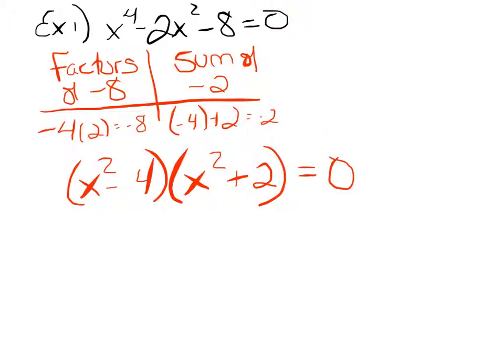I do want to point something out before I continue with the solving process. This is not in its most factored form. I could factor this piece further because this piece is in the form a squared minus b squared. I could rewrite this as x plus 2 and x minus 2. However, in order to solve it, it is not necessary for me to have it in its most factored form.